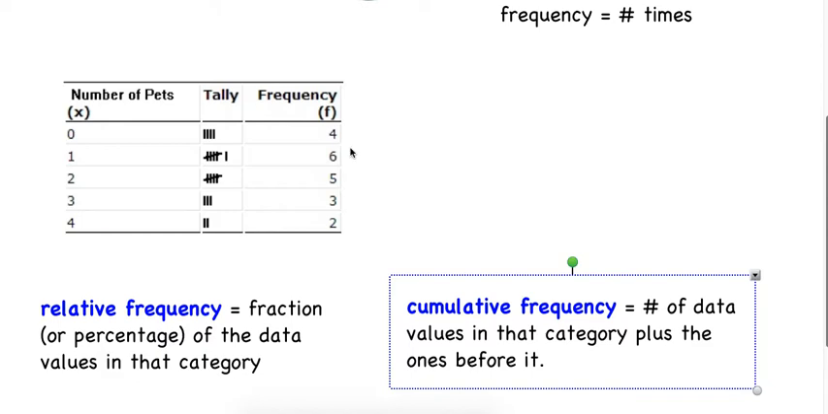Let's say that I was asking members of my class how many pets they had. As I go around the room and ask them, I'd have these numbers here. Well, I could have 0, 1, 2, 3, or 4 pets. And I would put a tally mark for each time someone gives me an answer of that. And then this last column says the frequency. So I have 4 people that have no pets, 6 people that have 1, and so on.